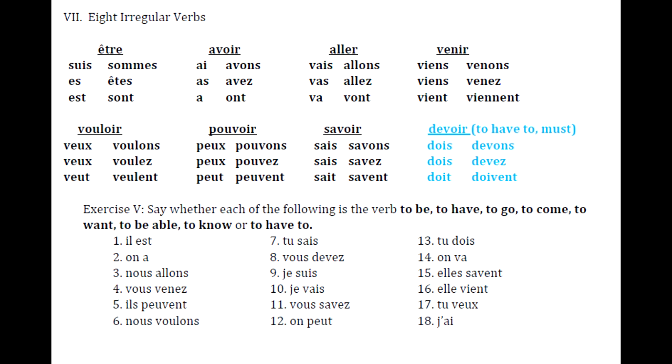Part 7. 8 irregular verbs. Say the forms of the verb devoir. Devoir. Je dois, tu dois, il doit, elle doit, on doit, nous devons, vous devez, ils doivent, elles doivent.